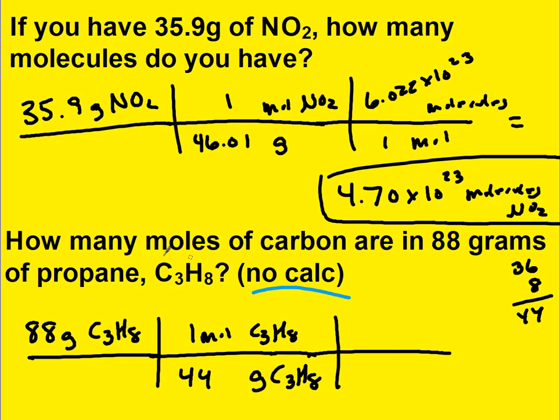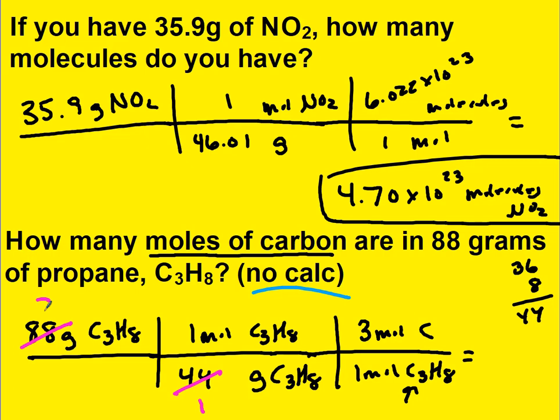But we want moles of carbon, not moles of C3H8. So for every 1 mole of C3H8, I have 3 moles of carbon, since there's 3 carbons in the molecule. To solve without a calculator, we're going to reduce. So 44 and 88, that goes 1 and 2. So I get 6 moles, or 6.0 moles of carbon as my final answer.